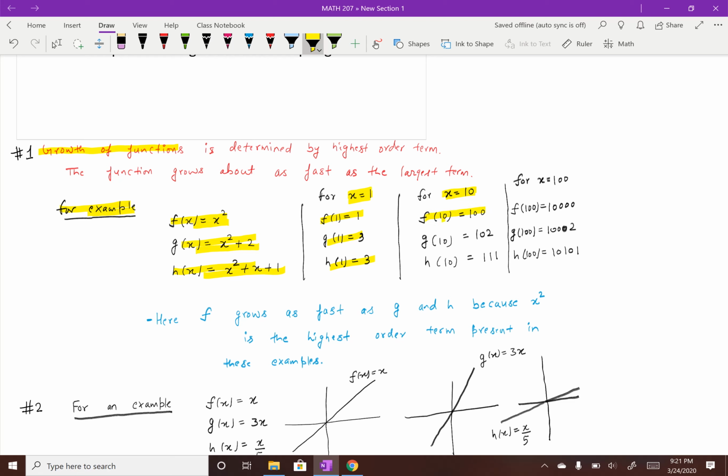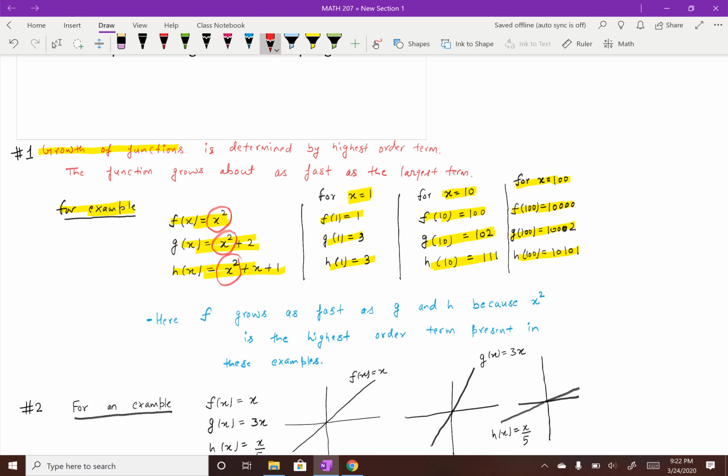f of 10 becomes 100, g of 10 becomes 102, h of 10 becomes 111. If I further increase the value of x to, let's suppose, 100, then my f of 100 is 10,000, my g of 100 is 10,002, and my h of 100 is 10,101. So what did we learn here? We learned that even though f, g, and h are three different functions, they grow at the same rate, where the largest order term, x square, is the term which is going to dominate the growth of those three functions.